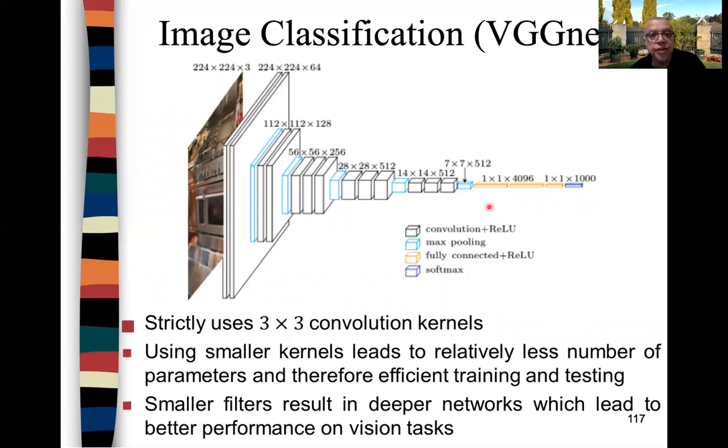Now the VGGNet, we talked about it before. It strictly uses 3 by 3 convolution kernels for all the layers.